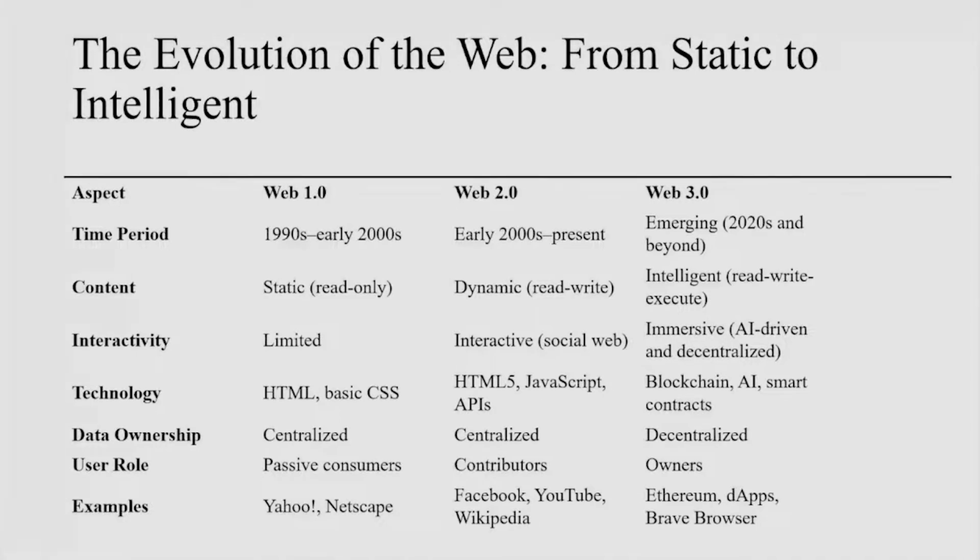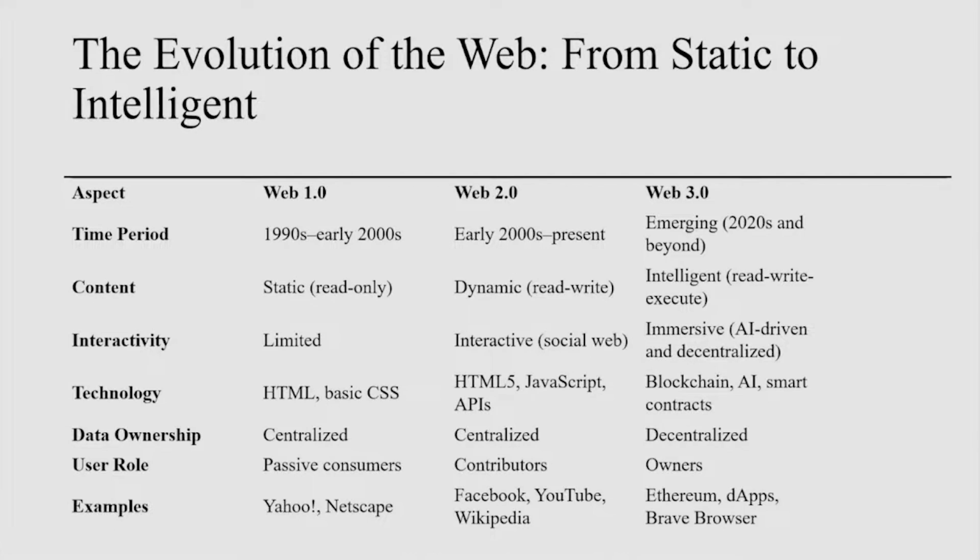The technologies are HTML5, JavaScript and APIs. And the data ownership is centralized, the same as before, because we are accessing from the server. Whenever we want to access something, we send a request, and we need to mention that particular URL, the address of that particular resource. We enter that, and if that particular resource is available, it will be returned.